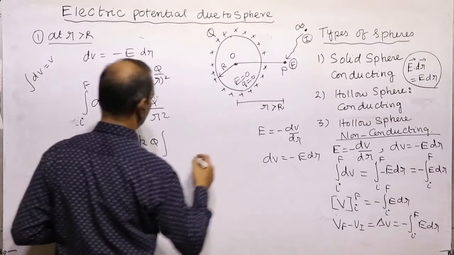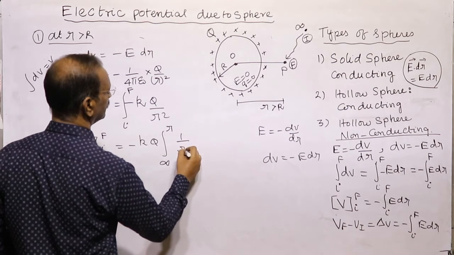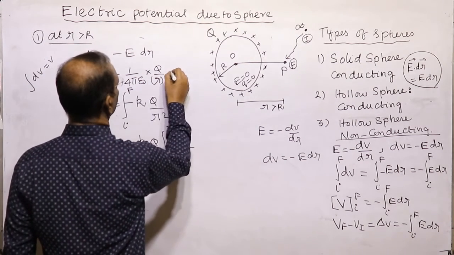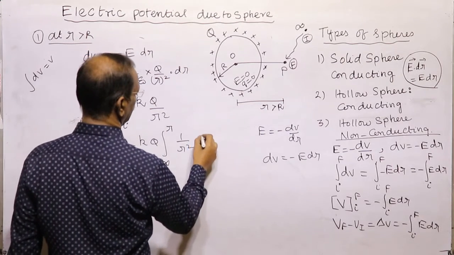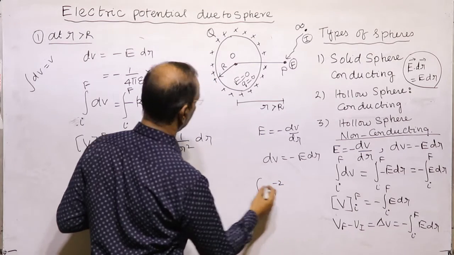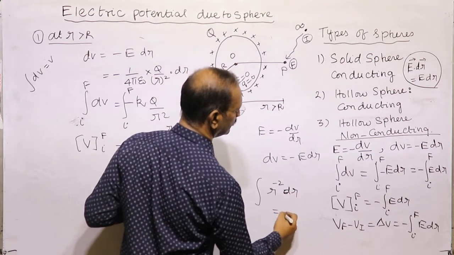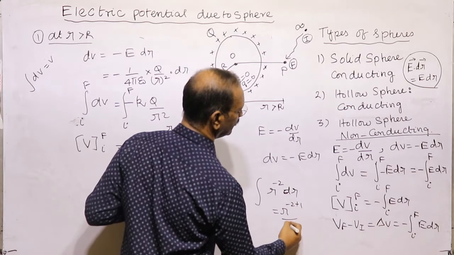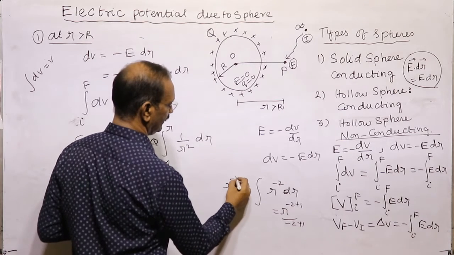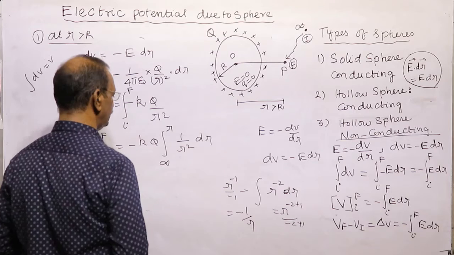Initial distance is from infinity and final distance is up to r, into 1 by r square, into dr. We have forgotten dr here. As we know, the integration of r to the power minus 2 with respect to dr is equal to r to the power minus 2 plus 1 divided by minus 2 plus 1, which is equal to r to the power minus 1 by minus 1, which is equal to minus 1 by r.